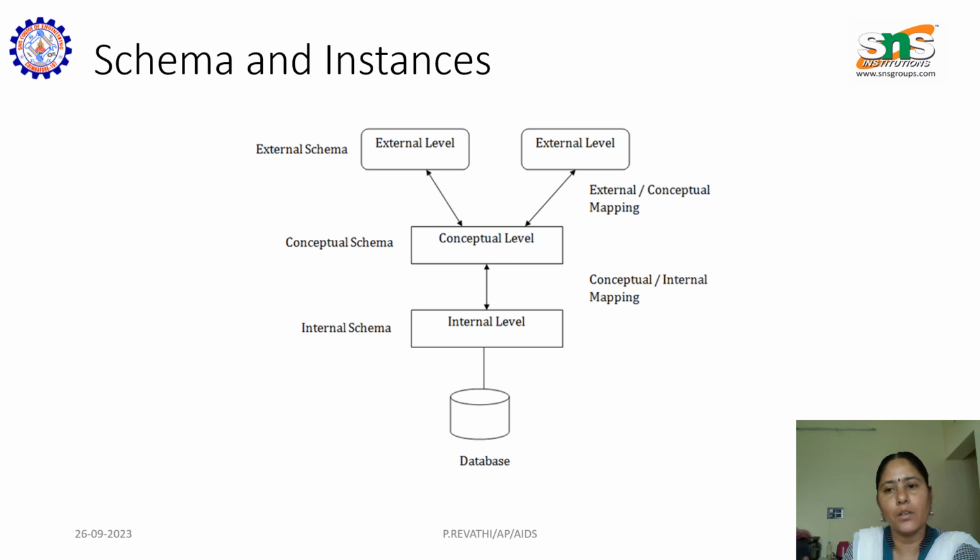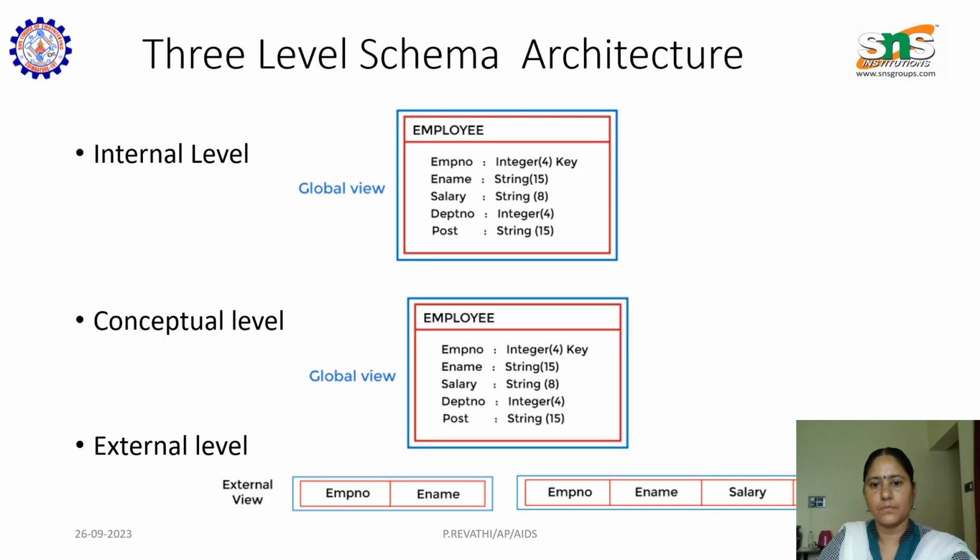Schema. The overall design of a database is called the database schema. A database schema is like a type definition in programming languages. Physical schema or internal level schema. The internal level has an internal schema which describes the physical storage structure of the database. The internal schema uses a physical data model and describes the complete details of data storage and access paths for the database. Example: the employee table is stored in the Windows operating system.